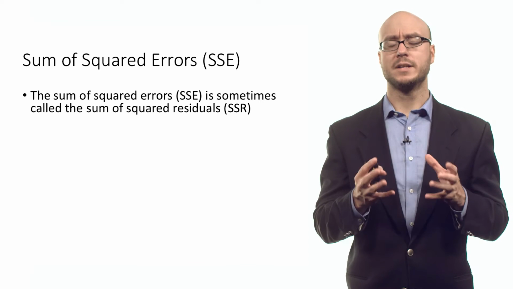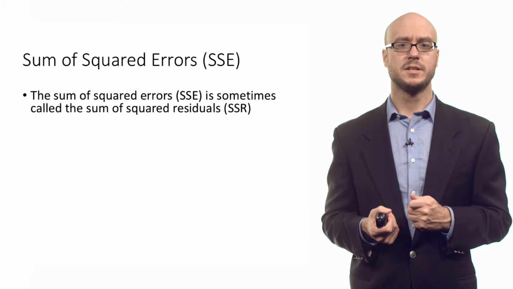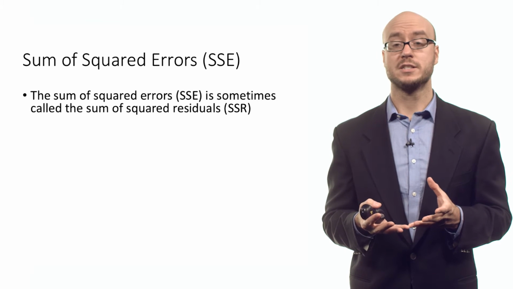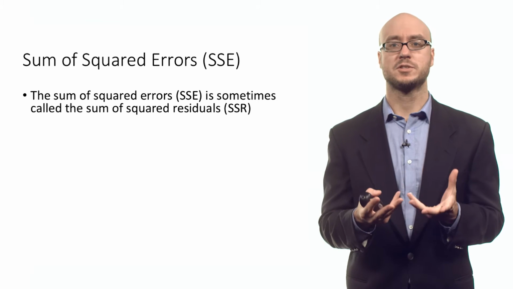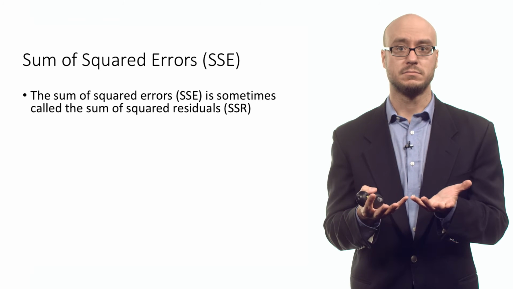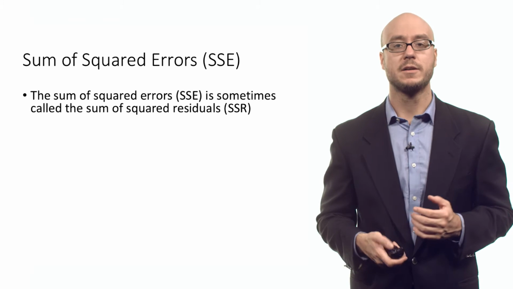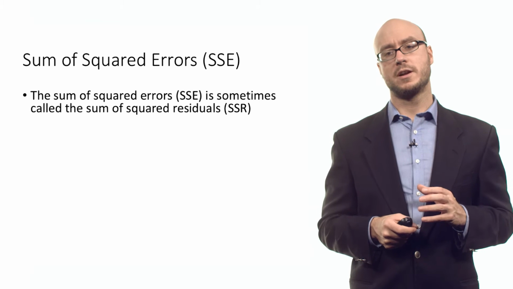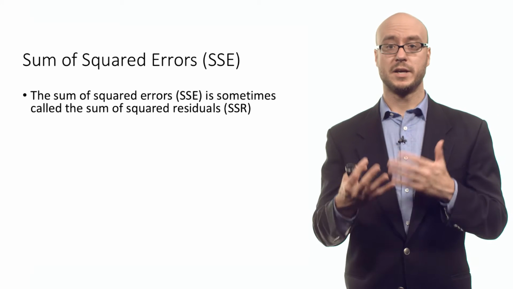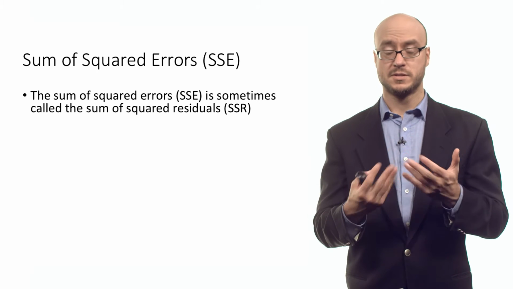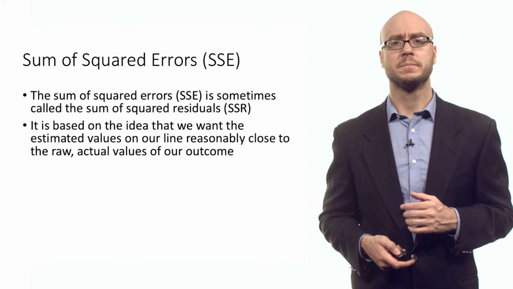Well, what is the sum of the squared errors? It's exactly what it sounds like. This is one nice thing about statistics: the language is pretty transparent. So when somebody asks you, what is the sum of the squared errors? You can say, well, you add up all the squared errors. It's the sum of the squared errors. Sometimes it's called the sum of the squared residuals, and that's because the errors or residuals are synonymous. It means the same thing.